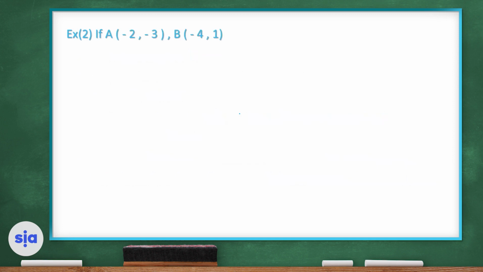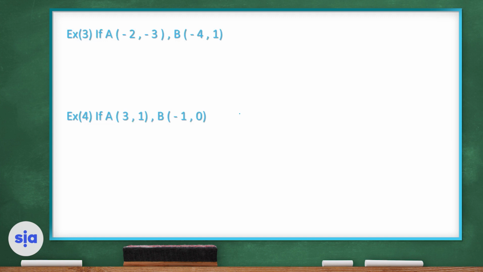If A equals (-2, -3) and B is (-4, 1), then the slope of AB is y2 minus y1 over x2 minus x1, which is 1 minus negative 3, which is plus 3, over negative 4 minus negative 2, which is plus 2, then the slope is negative 2.